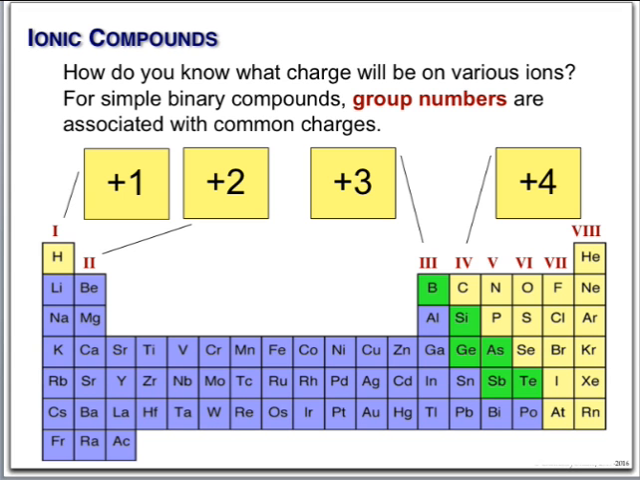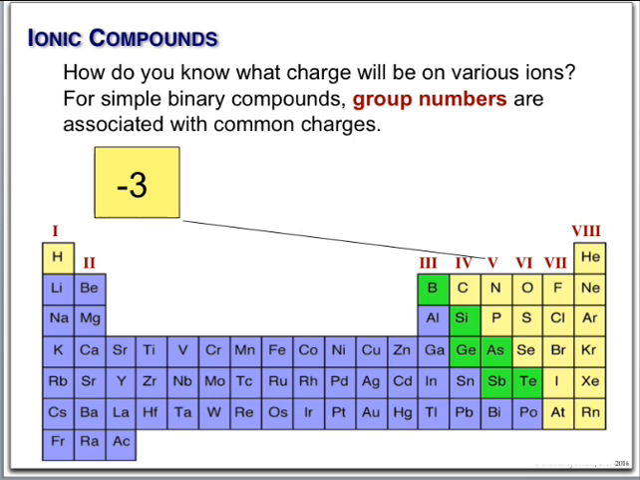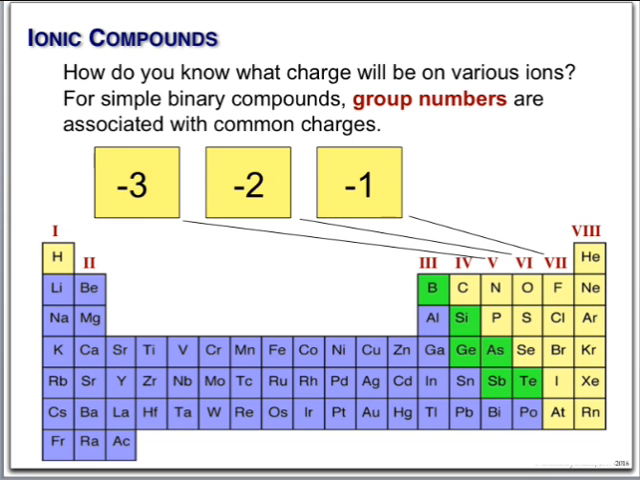Once you get past group 4, things change. Remember we said chlorine was going to gain an electron and be -1. Sulfur was going to gain 2. Nitrogen gained 3. So starting at group 5, we go -3, -2, and -1. So the breaking point here is between 4 and 5. We go from positive on this side to negative on this side. Of course, group 8, they're the inert gases. They don't form ions, they don't do anything. They just sit there.